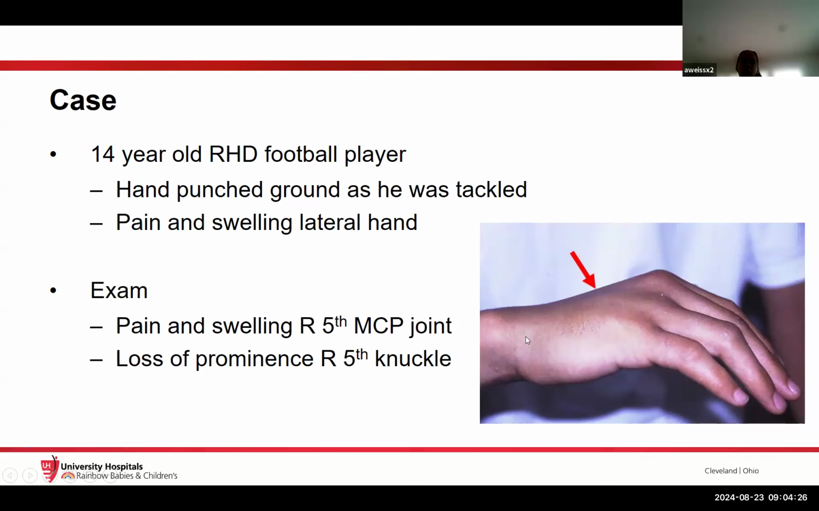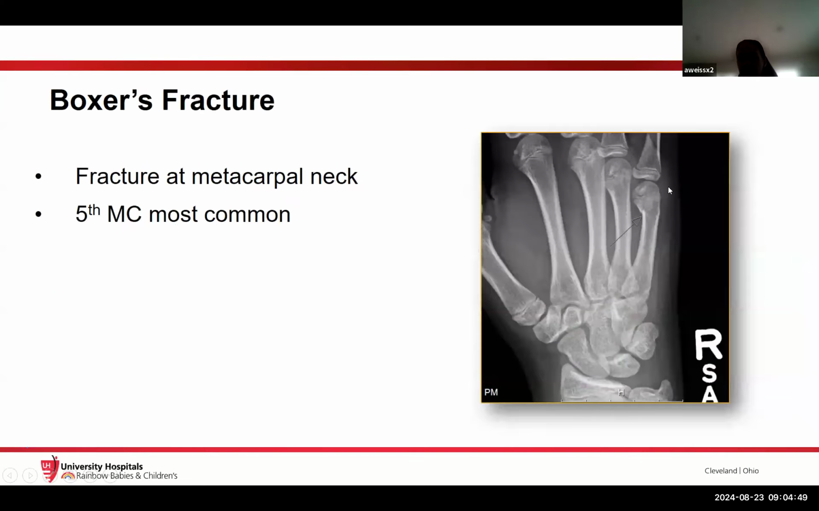These, again, we're going to see all day long. This one happened to be a football player whose hand was kind of in a fist on the ground when he was tackled, but we're also going to see this in kids who get in fights or kids who get angry and punch walls. You see this loss of knuckle and swelling at the fifth metacarpal neck. So this is your standard boxer's fracture. And I have not had a single one of these ever.